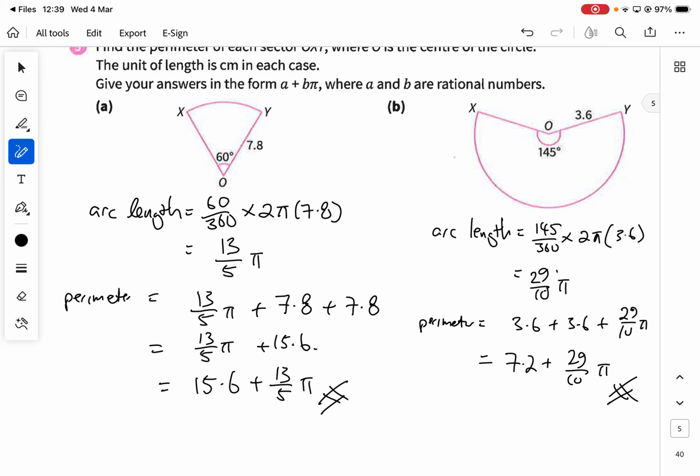Oh, so just leave it like that. Yes, they want it in terms of pi. All in terms of pi, so you don't multiply the pi in.